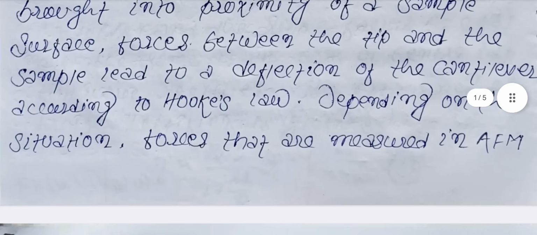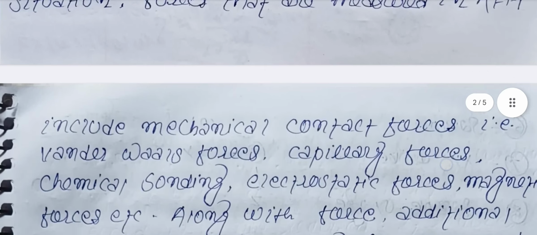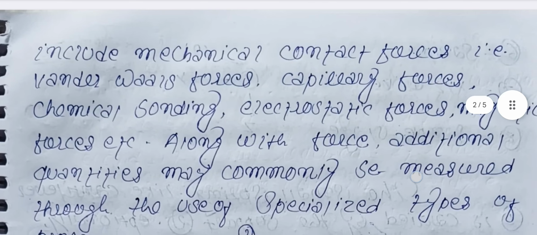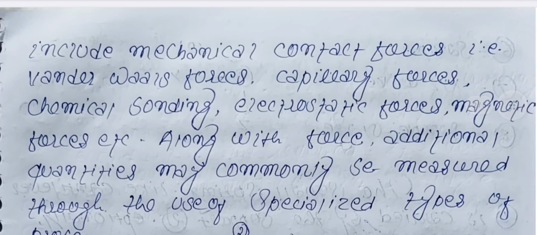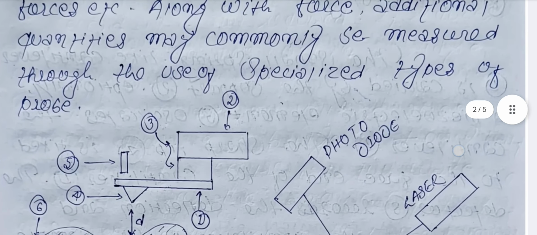Depending on the situation, forces that are measured in AFM include mechanical contact forces, van der Waals forces, capillary forces, chemical bonding, electrostatic forces, magnetic forces, etc. Along with the force, additional quantities may commonly be measured through the use of a specialized type of probe.